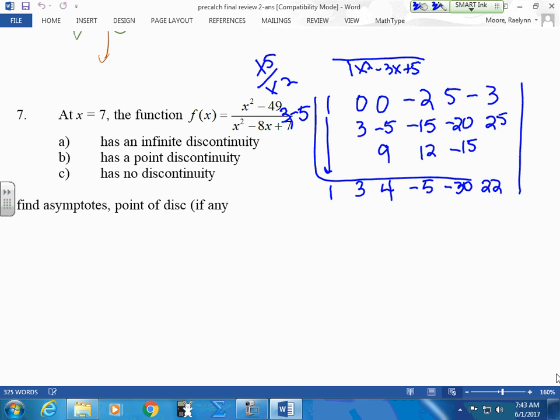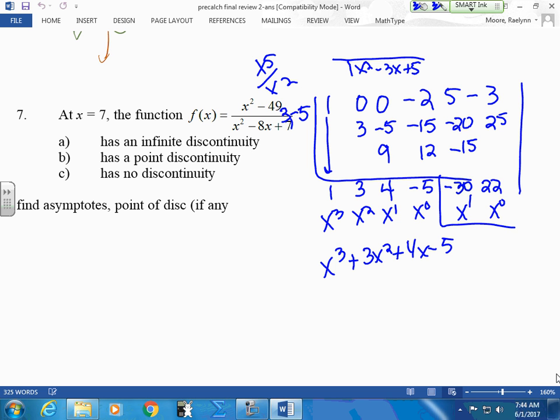Now, your x to the 5 over x squared. What's my leading power going to be? x cubed. So x cubed, x squared, x to the 1, x to the 0. This is your remainder. Work it backwards. So I've got x cubed plus 3x squared plus 4x minus 5. Here's my remainder. Negative 30x plus 22 over my denominator.